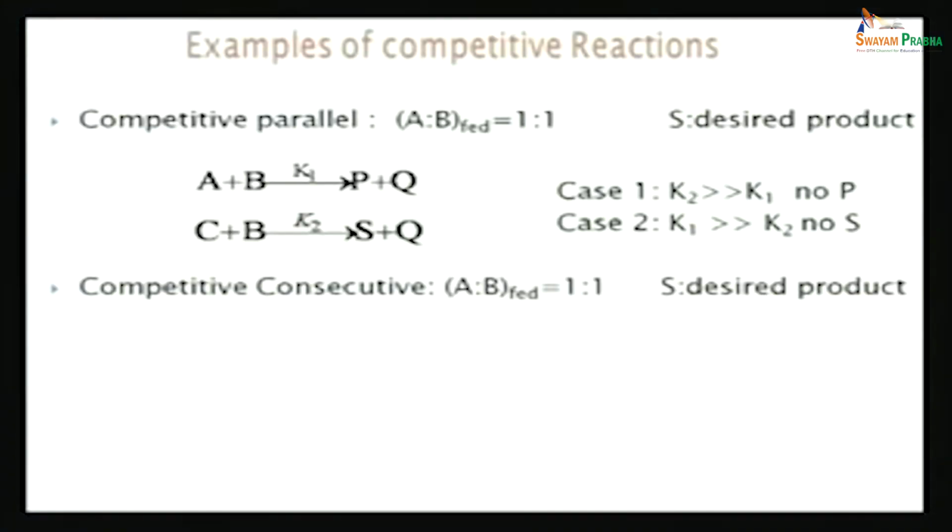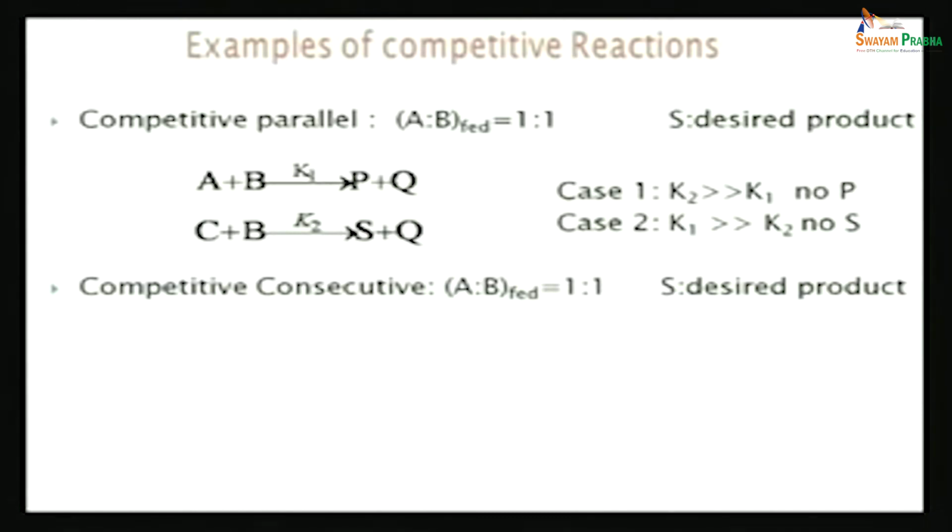So this is how it looks. A plus B giving P, and then B reacts simultaneously with some other reactant C, which is present in the system, to generate S, and S is your desired product. Now, what is interesting about this? If you look at case 1 and case 2, A and B are fed in equimolar quantities, as I've written there clearly.